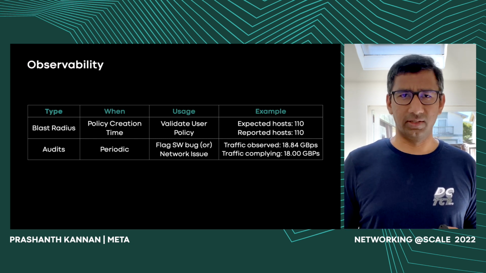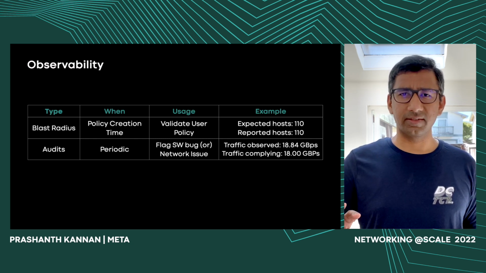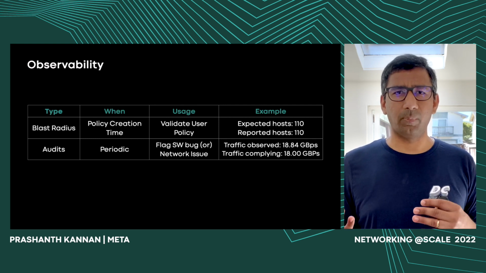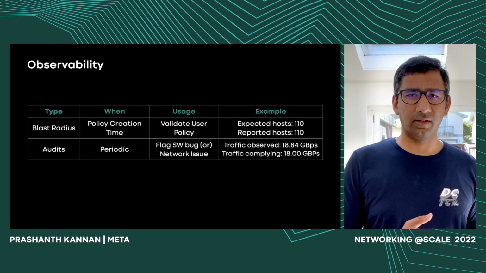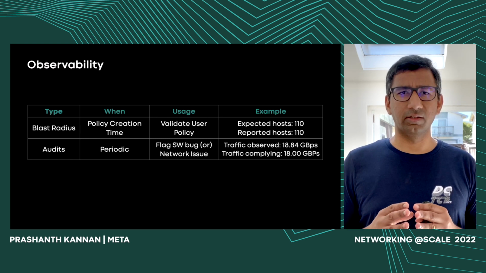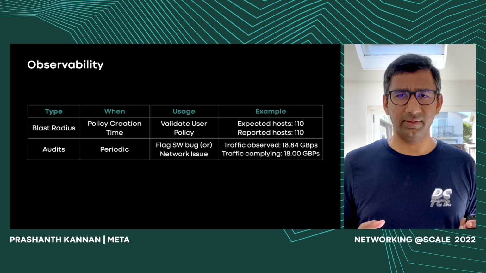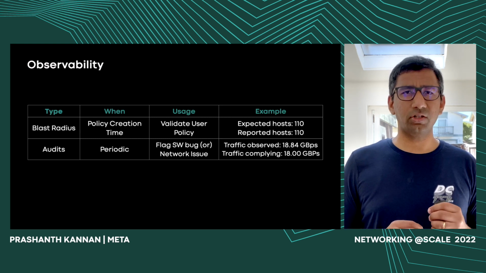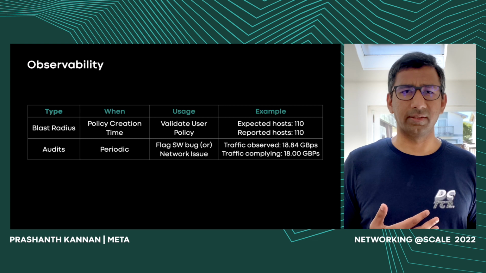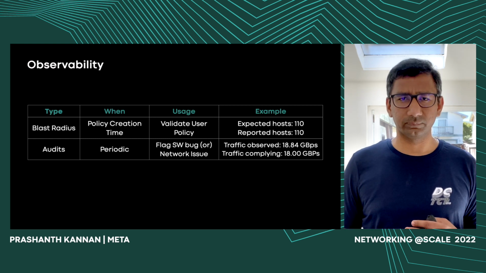The second one is audits. This is an independent system that runs periodically. It checks at runtime if a policy is working as expected. In the example shown, we have an audit which looks at the total volume of traffic that is active and, based on metadata from each flow, computes if a flow is in compliance with a specific policy.